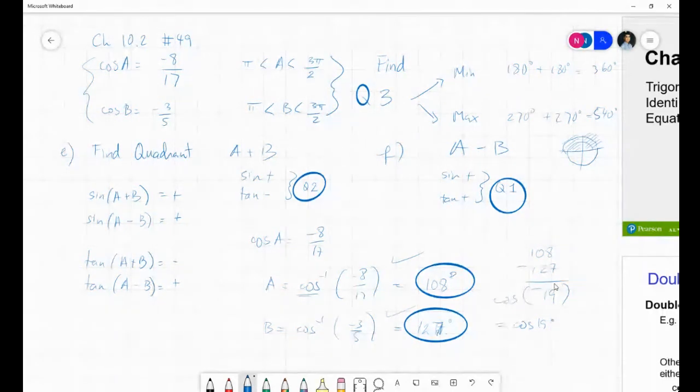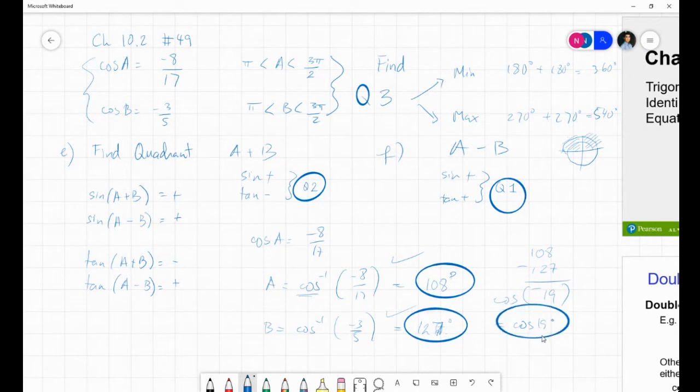Well, the reason why I did this is to find out what exact values A plus B and A minus B are equal to. Here when I do A minus B, I got cosine of 19, which is in quadrant 1, so that's okay. When I'm doing A plus B though, I'm getting third quadrant, with 108 and 127 right here.